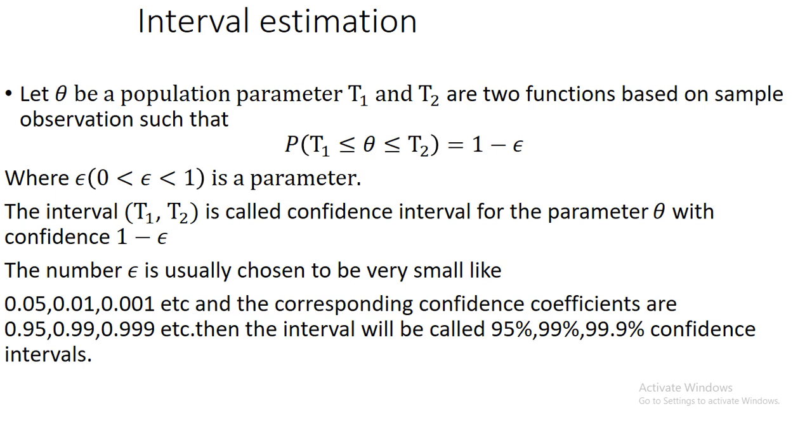very small positive number. The interval (T1, T2) is a confidence interval for the parameter theta with confidence 1 minus epsilon. So if epsilon equals 0.05, 1 minus epsilon becomes 0.95. We call it a 95% confidence interval. Here are some examples. If epsilon equals 0.05, 0.01, 0.001, the corresponding confidence of the interval will be 95%, 99%, and 99.9%.